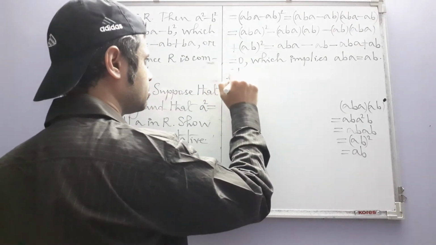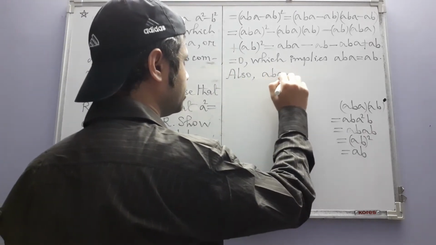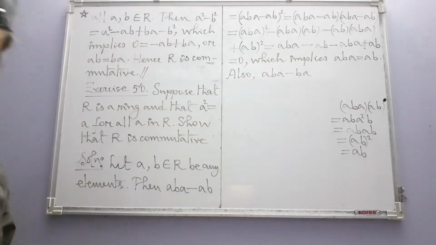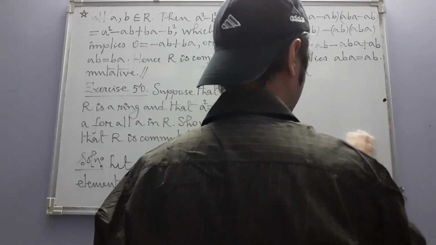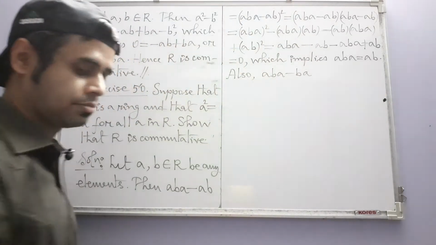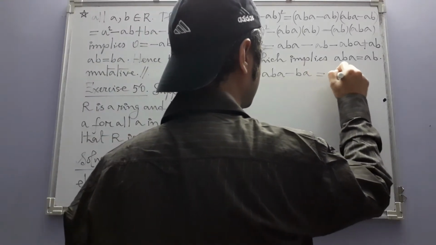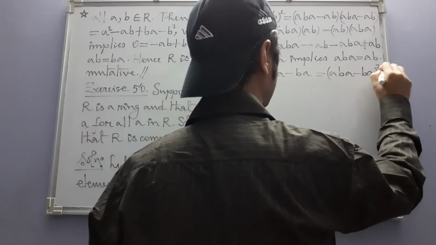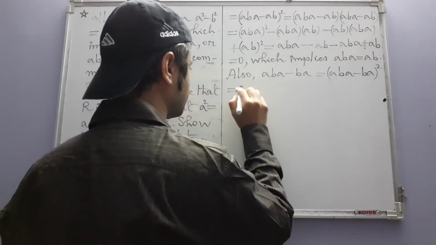Also, let us now calculate ABA minus BA in this manner. This will be ABA minus BA whole square like before, but we have to be careful.